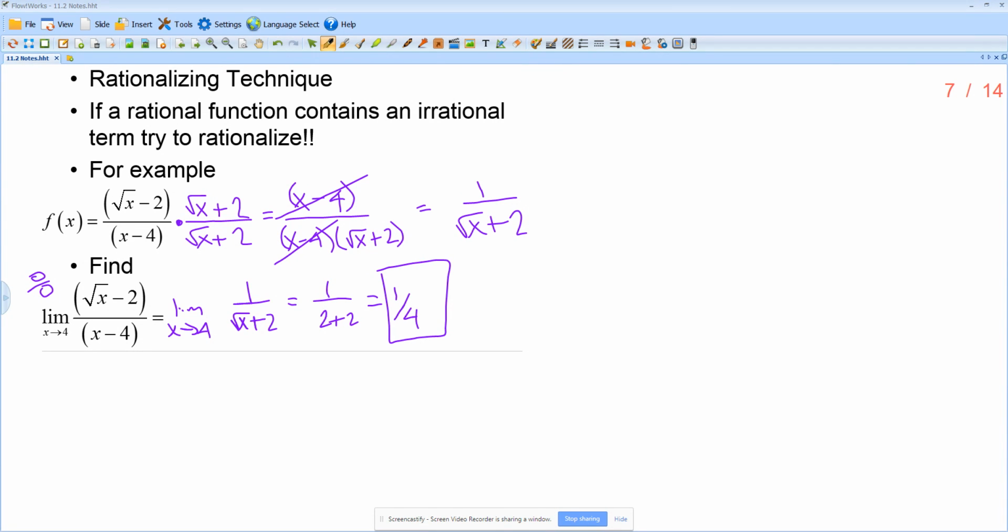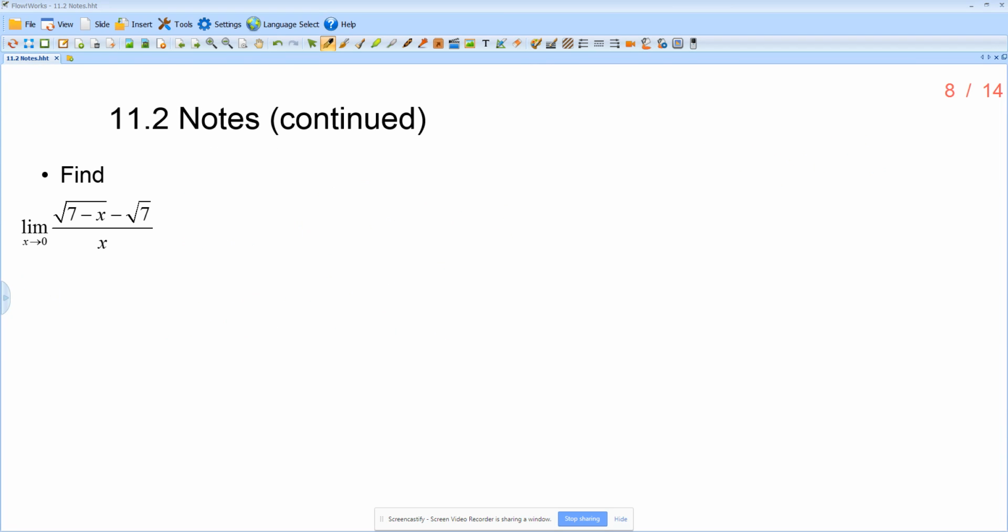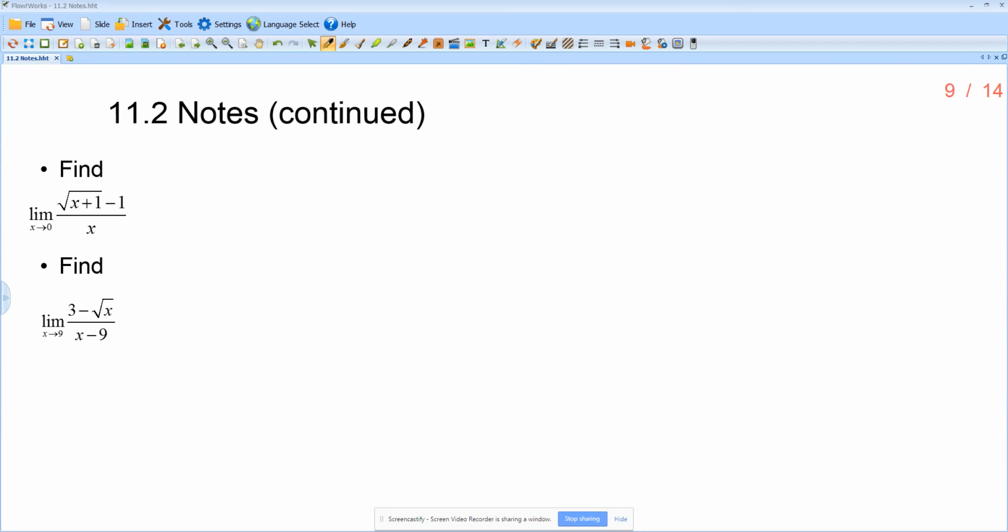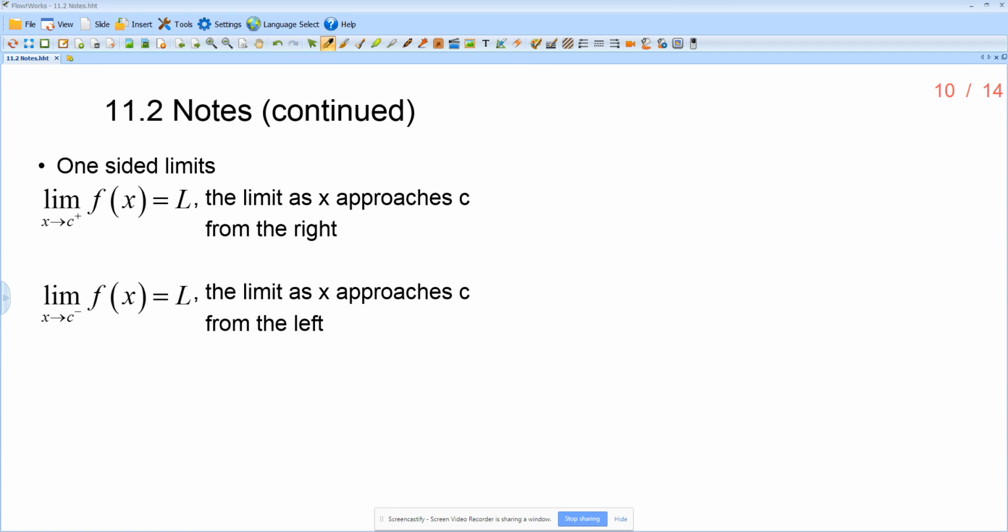What I know about this graph, however, is the coordinate 4, 1/4, 4 for my x, 1/4 for my y, is not on the function. That is where there is a hole. But the limit is still 1/4, because the limit is what I'm going towards, not what I algebraically get by substituting that point in. Okay, we've got some more examples and some more examples, and then we're going to talk about one-sided limits.